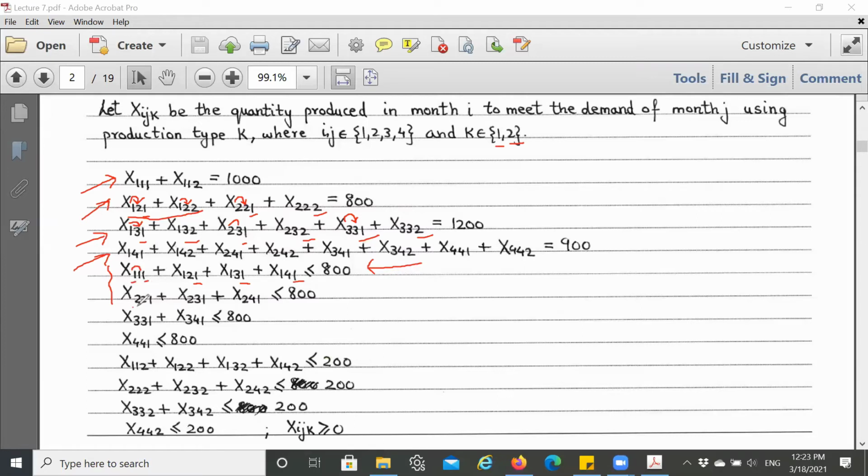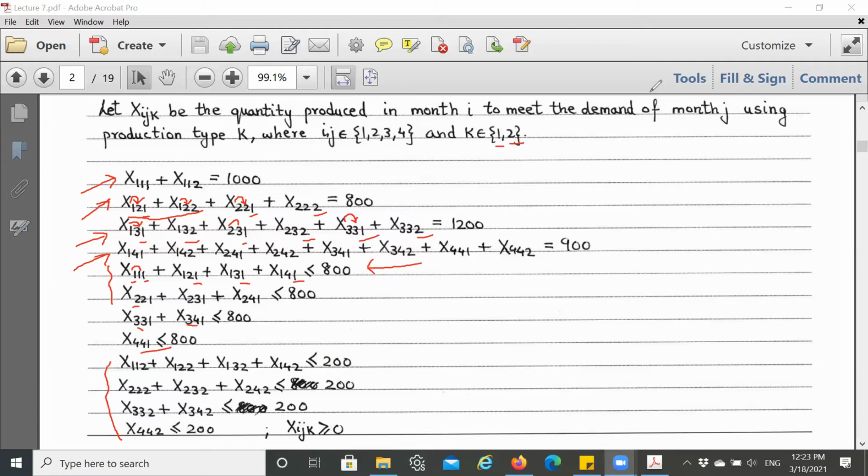Now, when you go to month 2, you do the same thing. 2 for 2, 2 for 3, and 2 for 4 should be less than 800. Similarly for 3 and for 4. So the last one will be the amount I produce in month 4 for month 4 using regular time. And you do the same thing for overtime. Okay? And obviously, since this is a number, it should be greater than or equal to 0. Now, is it simple?